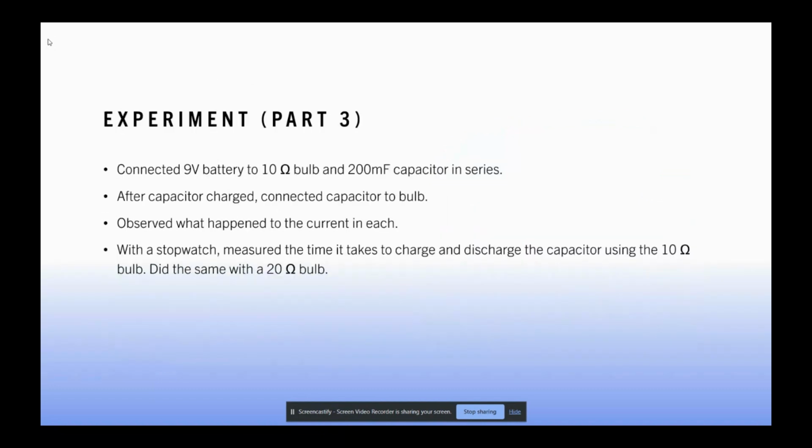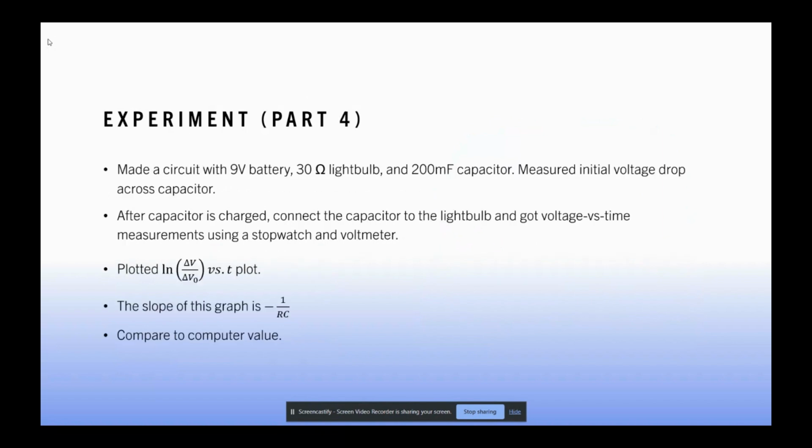Then we connected a 9 volt battery to a 10 ohm bulb and a 200 millifarad capacitor in series. After the capacitor charged, we connected it to the bulb. We then observed what happened to the current in each. With a stopwatch, we measured the time it takes to charge and discharge the capacitor using a 10 ohm bulb, and we did the same thing with a 20 ohm bulb.